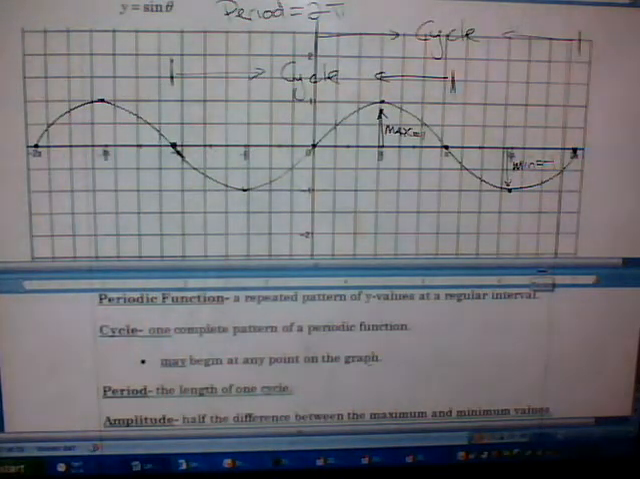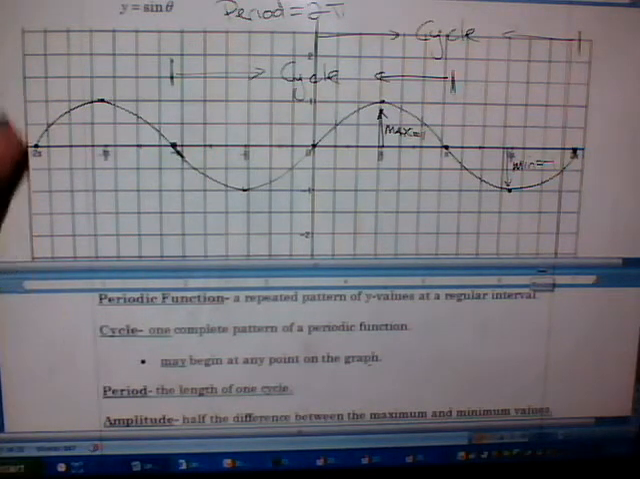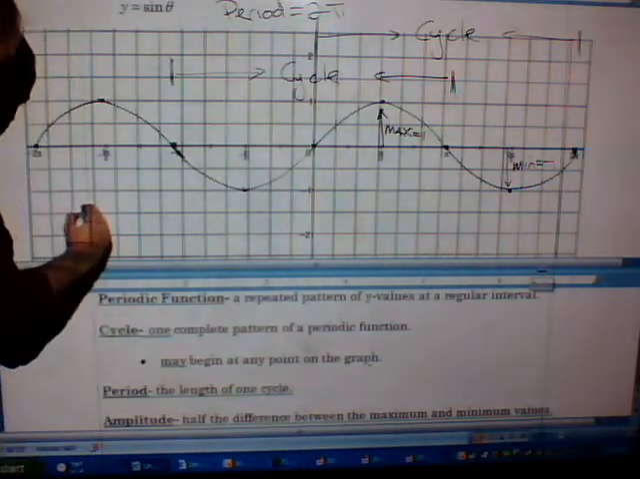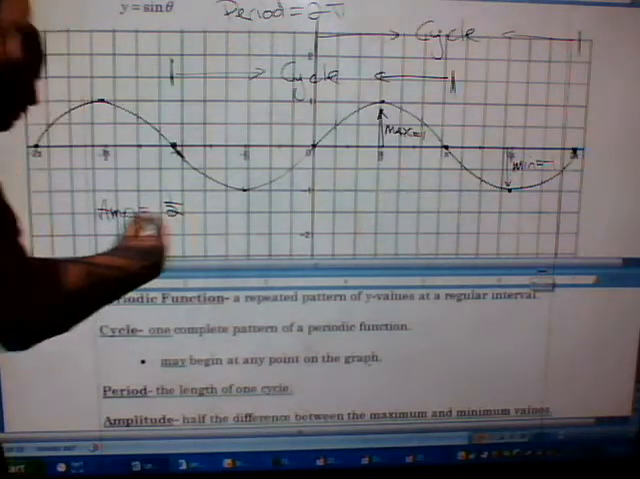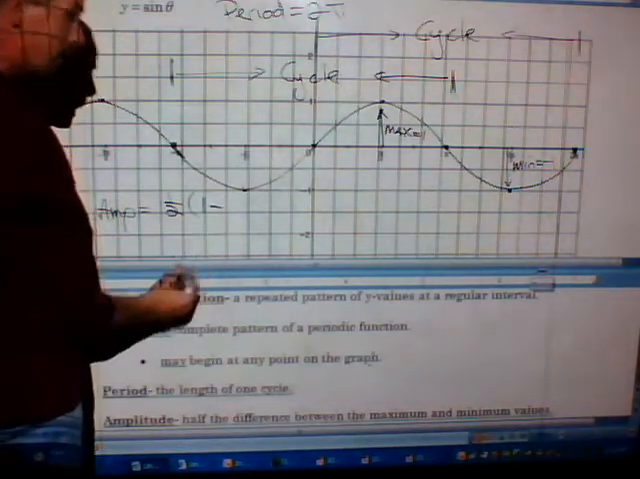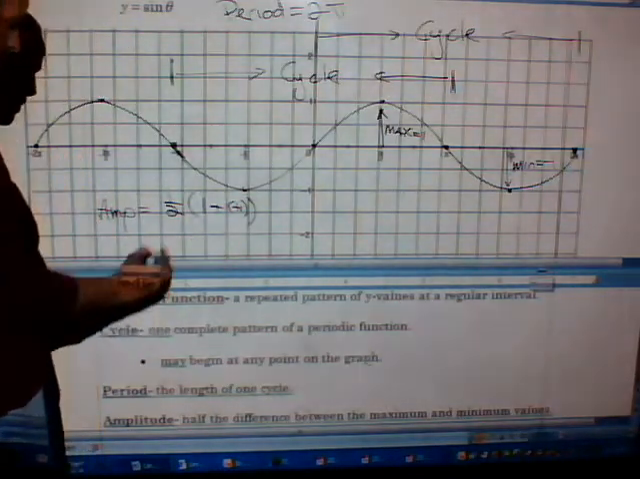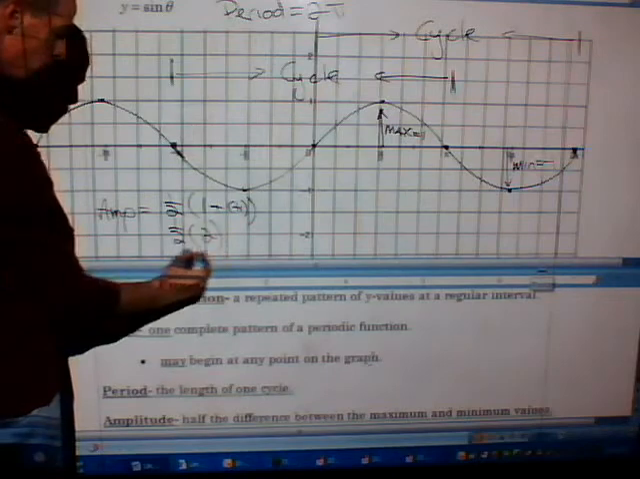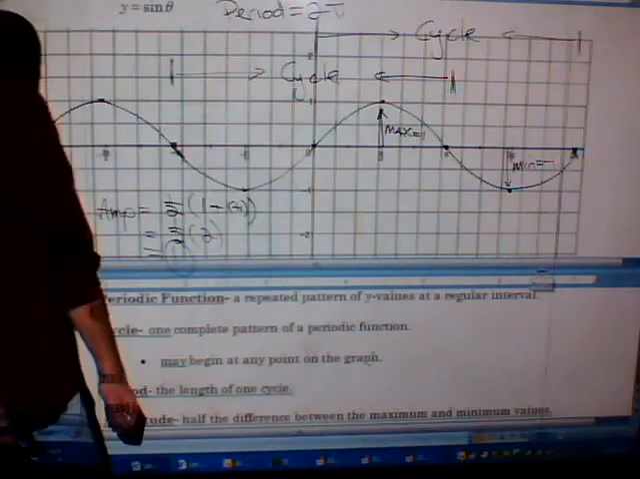So if you wanted to calculate out the amplitude on this particular one, the amplitude would equal, you can't see that over there, can you? Let's just do it right here. The amplitude would equal 1/2 of the max, which is 1, minus the minimum, which is negative 1. So minus a negative, that turns into a plus. So this is half of 2, which in this case equals 1. So your amplitude here is 1.